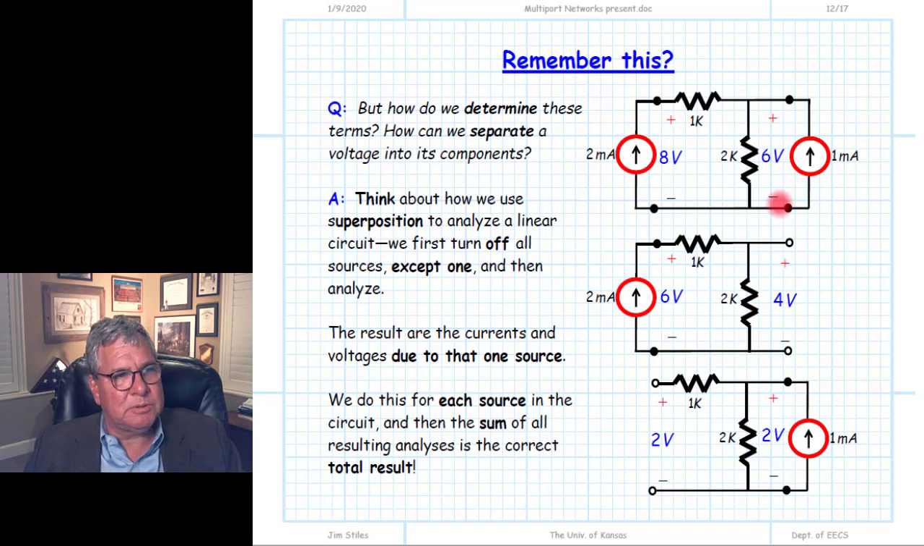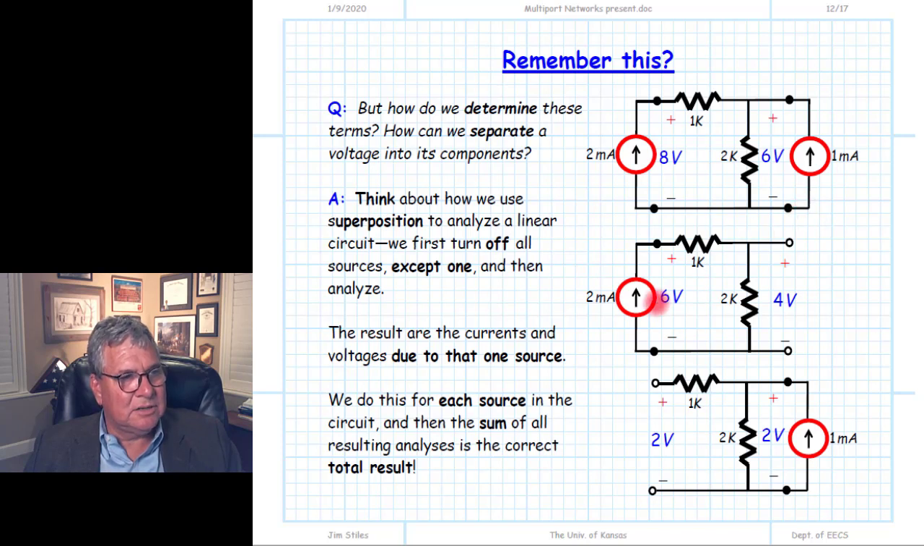Now, let's apply superposition. Let's turn off this current source. We make it equal to 0. Well, a zero-valued current source is simply an open circuit. Remember, when we turn off a current source, it doesn't turn into a short circuit, it turns into an open circuit. And so now we have an open circuit at this port. We have one non-zero current. If we do the analysis of this, we find that this port is 6 volts and this port is 4 volts.